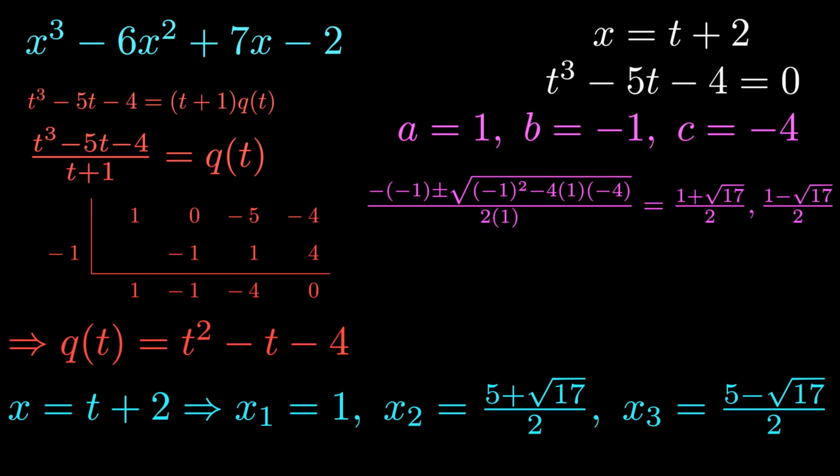But remember, the polynomial of interest is x cubed minus 6x squared plus 7x minus 2, which we transformed into t cubed minus 5t minus 4 in order to make it simpler to guess what the roots are. We actually need to apply this transformation to the solutions of t cubed minus 5t minus 4 in order to get the solutions of x cubed minus 6x squared plus 7x minus 2. Doing so, we have that our first solution is equal to 1, our second solution is equal to (5 plus the square root of 17) divided by 2, and our third solution is equal to (5 minus the square root of 17) divided by 2, which is the final answer to this problem.